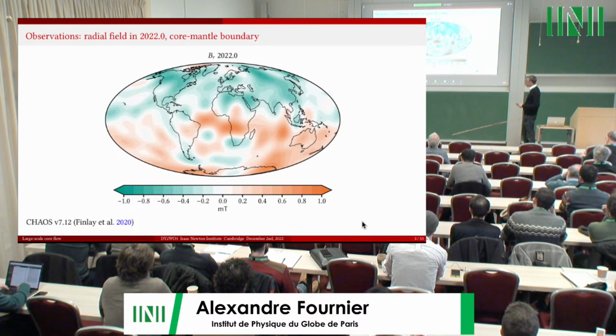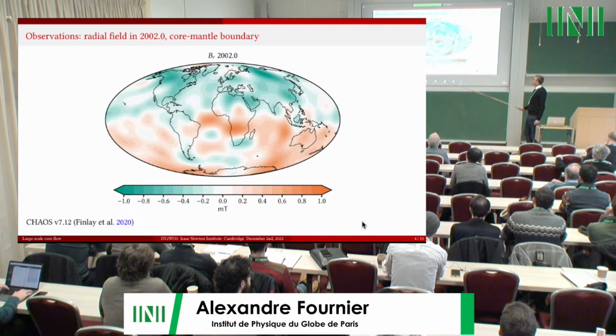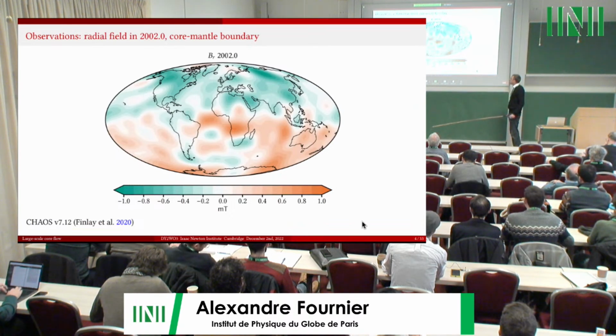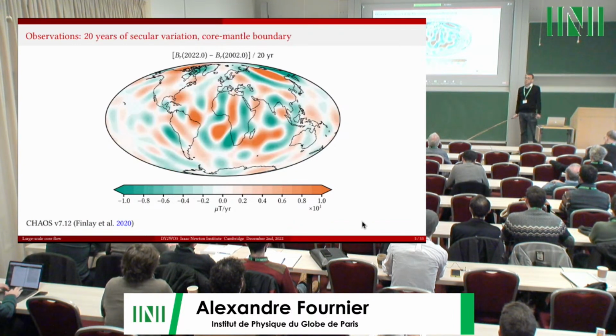So if we draw the same map in 2002, that is 20 years before, we notice that the patches have moved eastward. So that's an indication of the westward drift of these patches with time, and so that's an indication of the westward drift of the geomagnetic field. So we can take the difference between these two maps and divide by 20 years. We obtain the average secular variation over the time interval I considered.